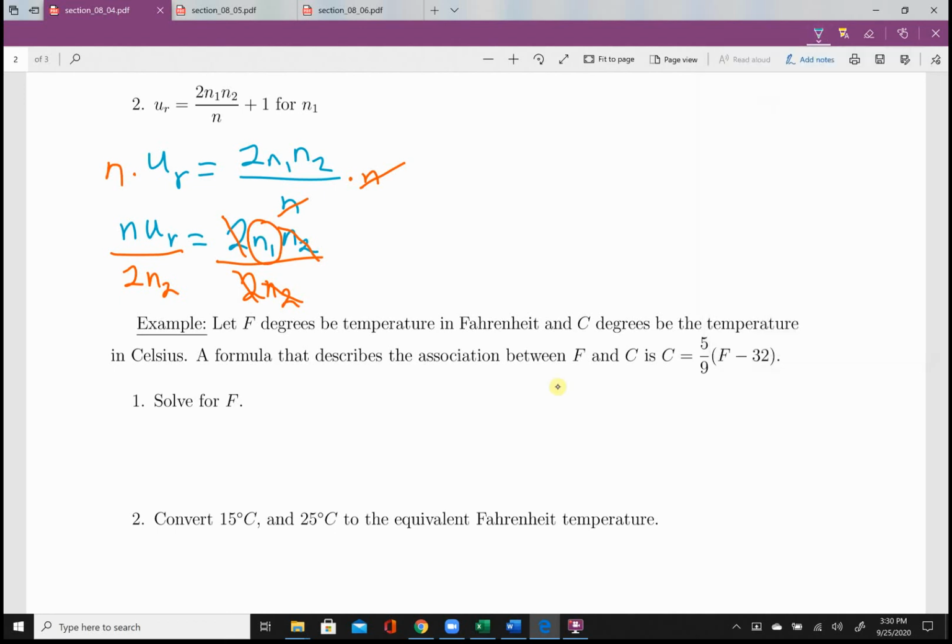So now I'm ready to show you my final answer, n sub 1, and I'm going to go ahead and pancake flip the equation. I hope that's okay with everybody. So it reads really nicely, n sub 1 equals n times u sub r all over 2 times n sub 2. And that'll do it for that one.